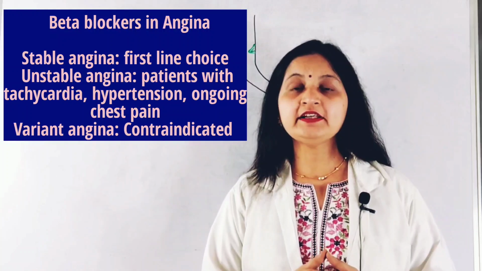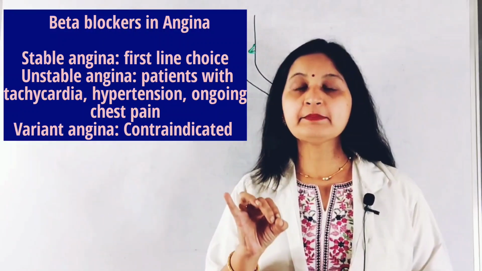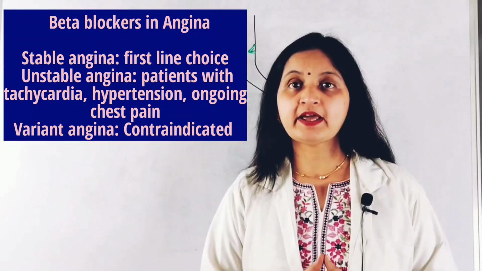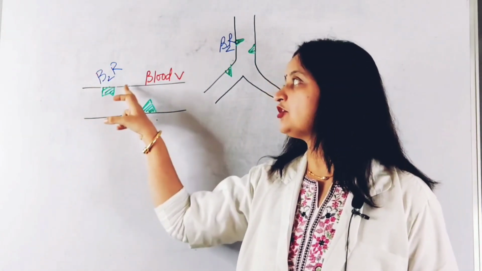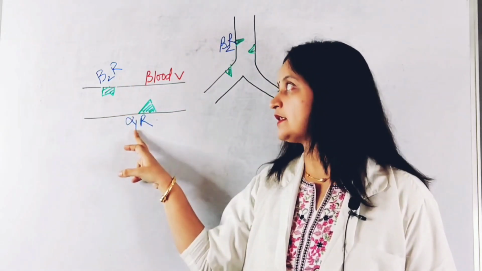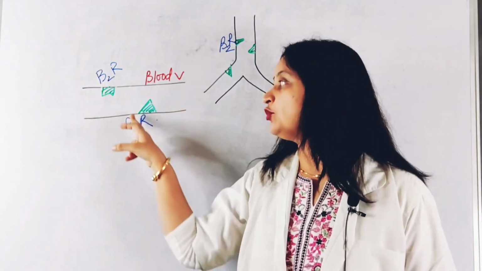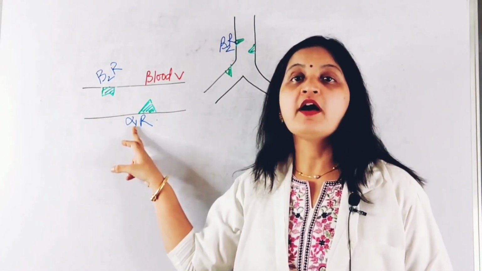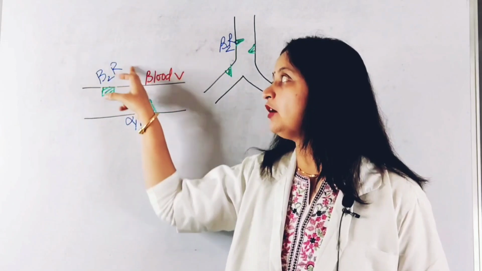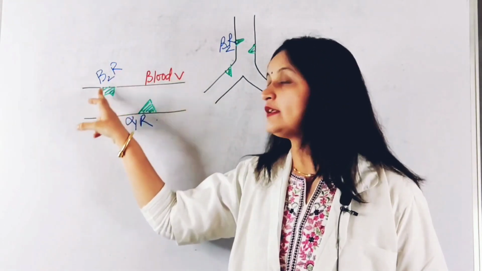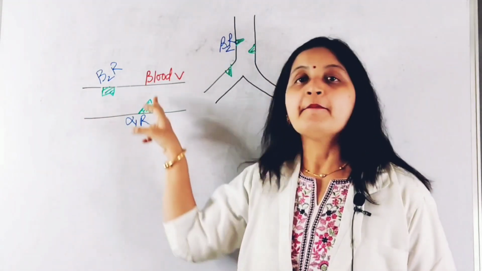The reason being, in variant angina, there is segmental or diffuse vasospasm of the coronary blood vessels, thus decreasing the blood supply to the heart. As we know, the vascular smooth muscle expresses the beta-2 adrenergic receptors and alpha-1 receptors. Stimulation of beta-2 adrenergic receptors causes vasodilatation, and stimulation of alpha-1 receptors causes vasoconstriction. So by giving beta blockers, we antagonize the beta-2 receptor effect. So the beta-2 receptor mediated effect is blocked, and the alpha-1 receptor effect becomes predominant.